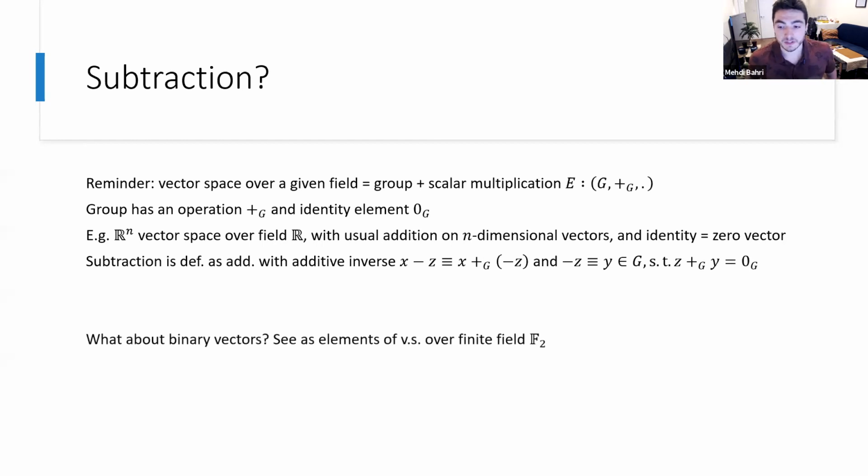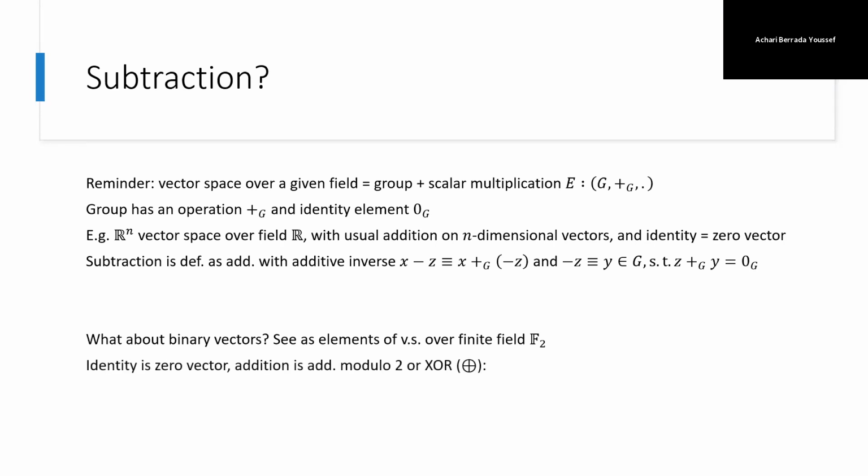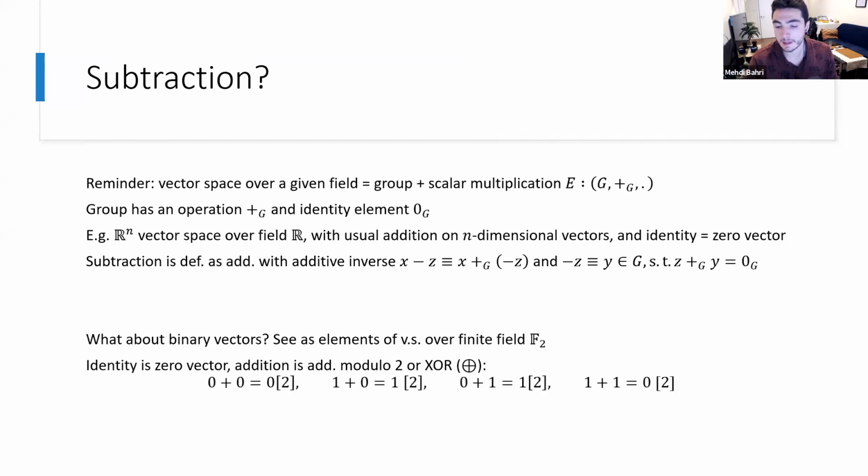So what about binary vectors? Well, we can see them as elements of a vector space over the finite field F2, which coincides with Boolean algebra. So we have just 0 and 1 as possible coefficients. And in this case, the identity is a zero vector, and the rule of the group is the addition modulo 2, which coincides with the exclusive OR. And the additive inverse of an element is itself.